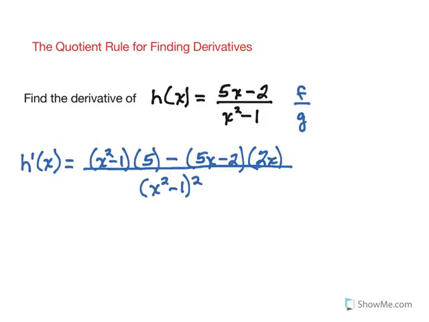Of course, we can multiply out and simplify the numerator. We'd have to distribute the 5, distribute the 2x. You can give that a shot on your own. And if you were to do that for this, you should get negative 5x squared plus 4x minus 5. And we can simply keep that quantity as squared in the denominator.